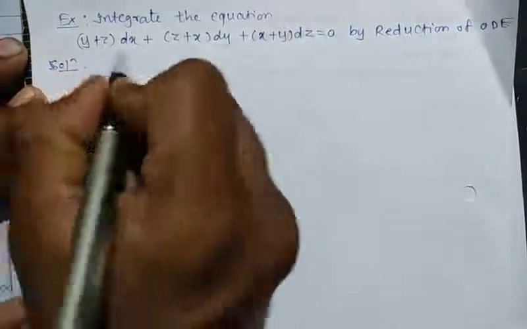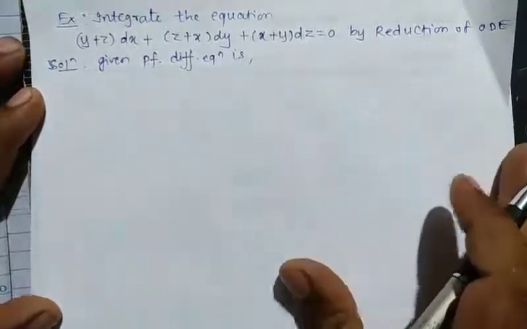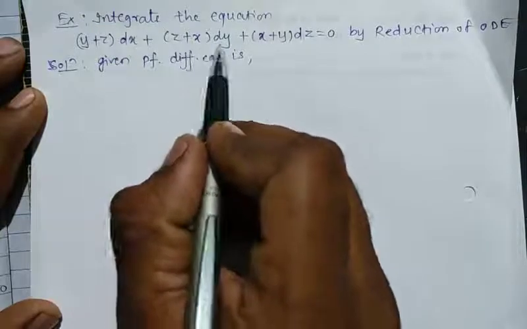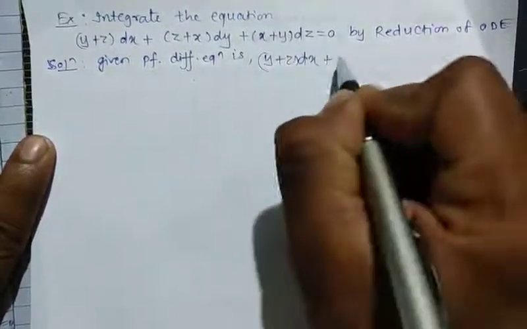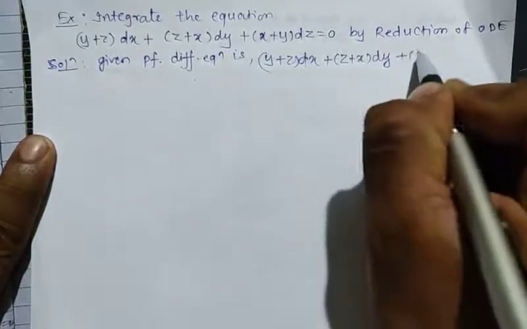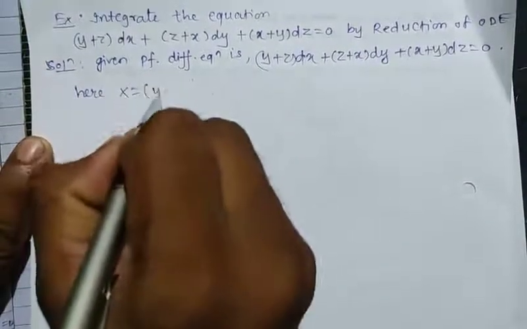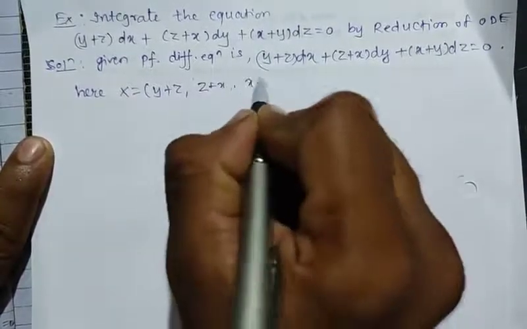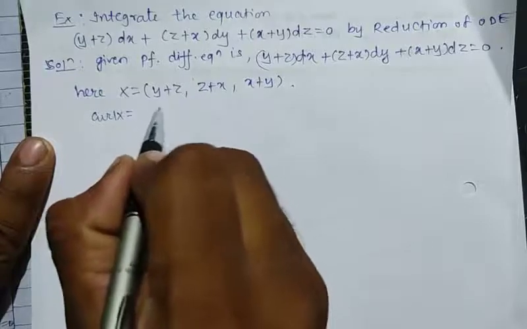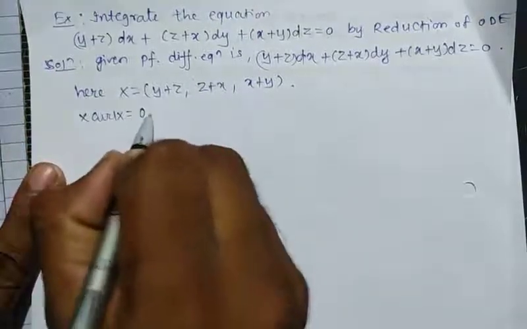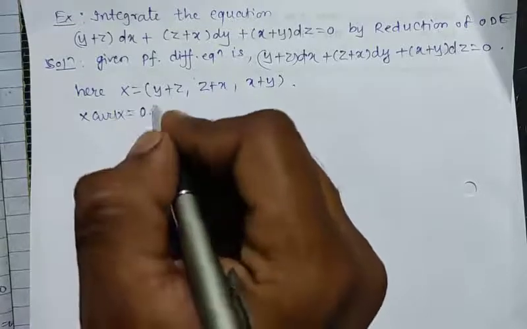Solution: the given Pfaffian differential equation is (y + z)dx + (z + x)dy + (x + y)dz = 0. Here X is (y + z, z + x, x + y), and we find its curl. After finding the curl, we get X · curl X = 0. Therefore the given Pfaffian differential equation is integrable. Okay, so we find its solution.